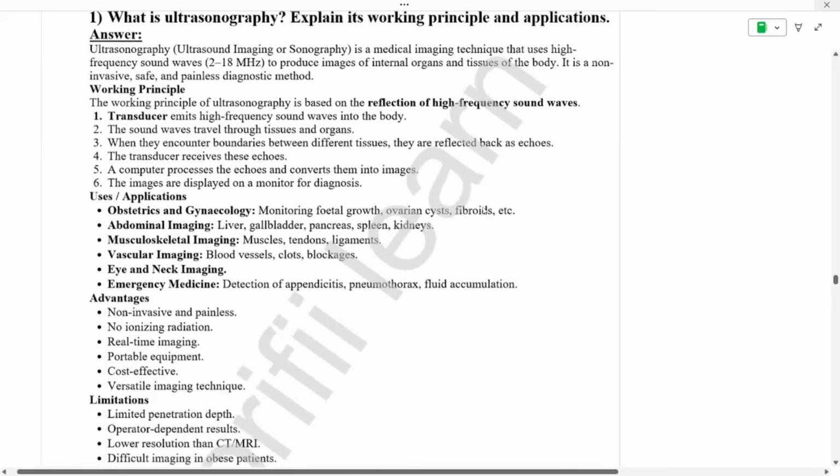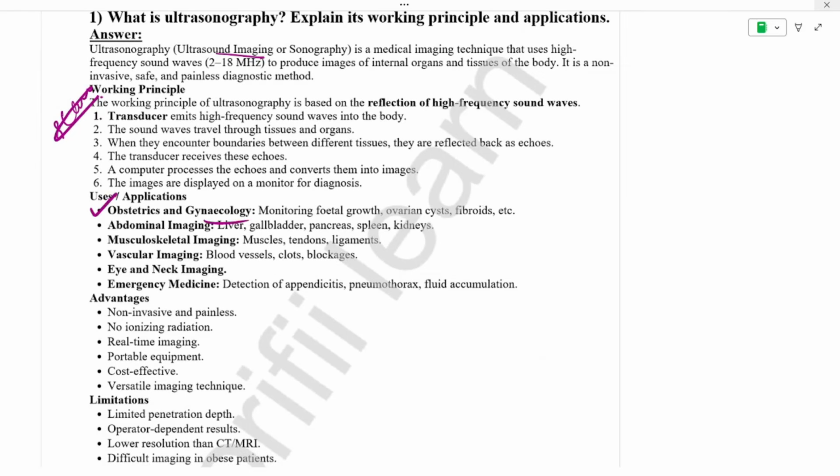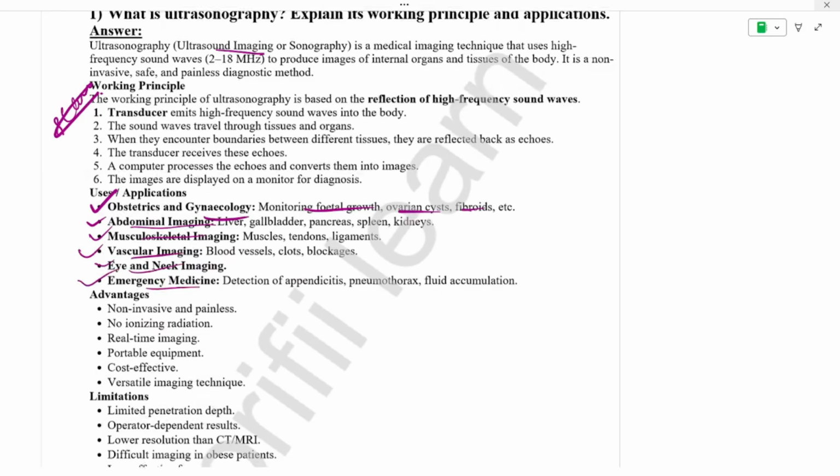Next is about the ultrasonography. It is nothing but ultrasound, which we usually call scanning, right? It is used in obstetrics and gynecology for fetal growth, ovarian cysts and fibroids, and in abdominal imaging, musculoskeletal imaging, vascular imaging, eye and neck imaging, and emergency medicine also.